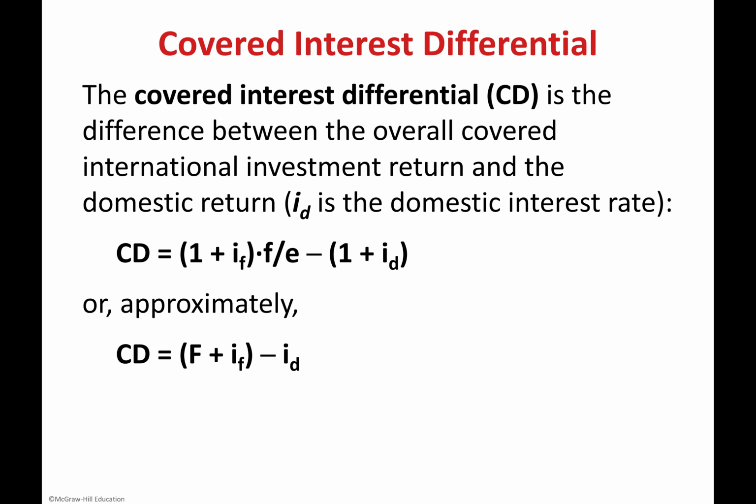So notice what's happening here. The covered interest rate differential is going to be 0 if the change in the exchange rate plus the foreign interest rate minus the domestic interest rate is 0. Another way of looking at that is to say the forward premium, if you like, should equal the interest rate differential between the foreign interest rate and the domestic rate.